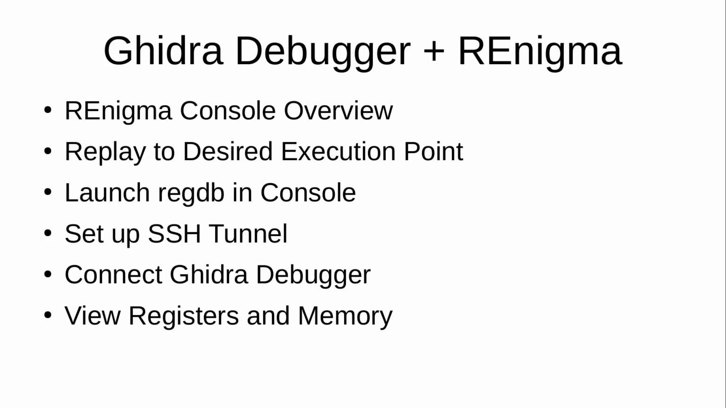Fourth, we will create an SSH tunnel to allow Ghidra to communicate with the debugging server. Fifth, we will demonstrate connecting the Ghidra debugger to that local SSH tunnel port. And finally, we will use Ghidra to view CPU registers, memory, and examine code.